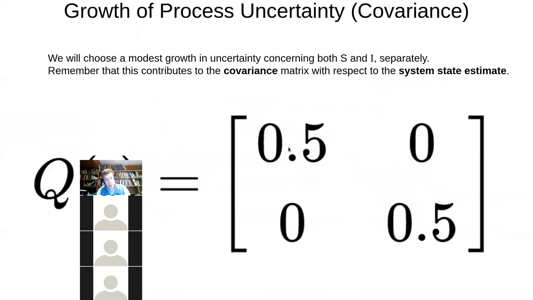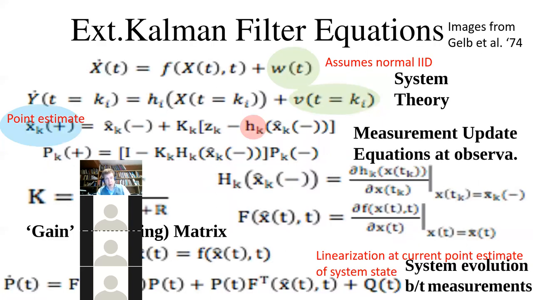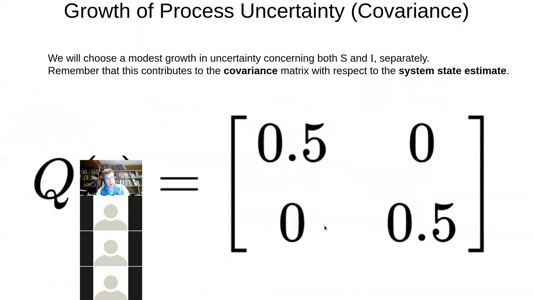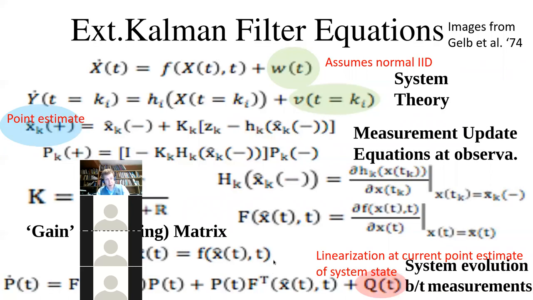In general, per Sommelier's question, we would tune this to have the particle filtering behave well. You'll notice for simplicity, I made these off-diagonal terms zero. Off-diagonal terms will typically be contributed by these two terms. One of them could contribute off-diagonal terms, or both actually could contribute off-diagonal terms.